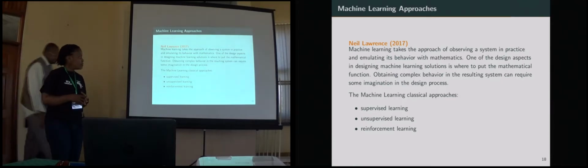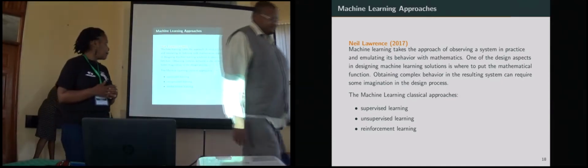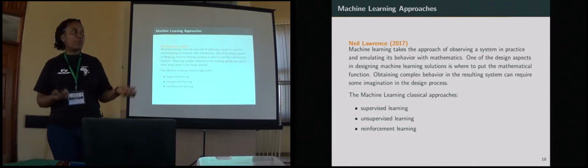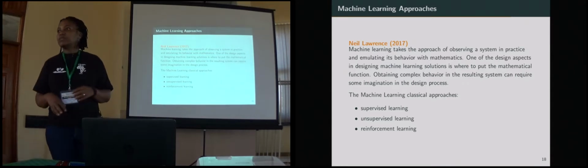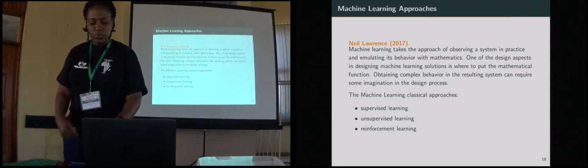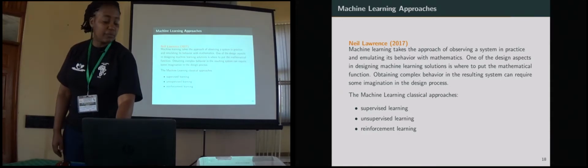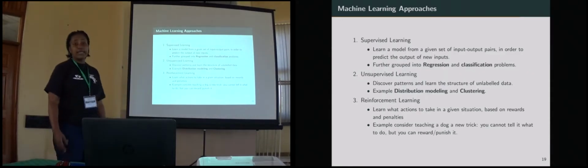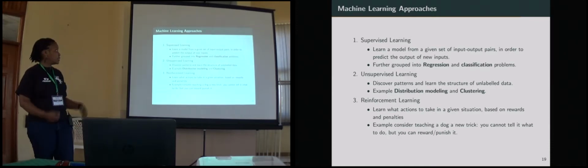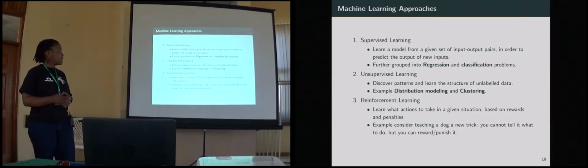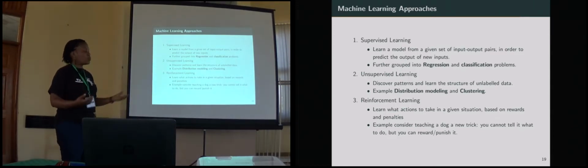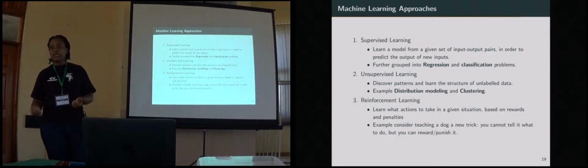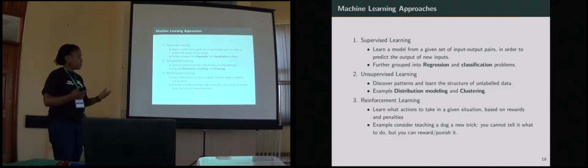Then we have the three classical approaches to machine learning: supervised learning, unsupervised learning, and reinforcement learning. Each aspect will be covered in detail through the summer school in the next few days. In supervised learning, you learn a model from a given set of input and output pairs in order to predict the outputs of new inputs. It is normally grouped into regression and classification problems.